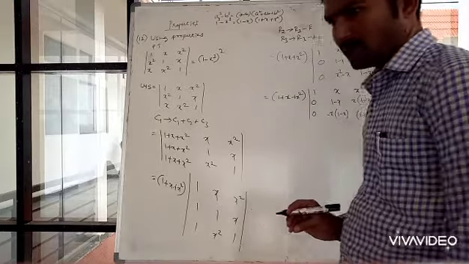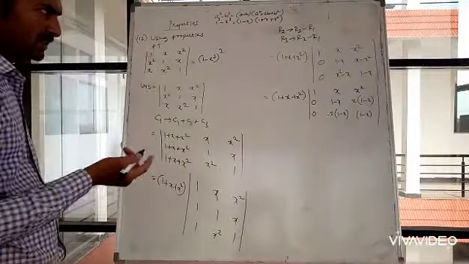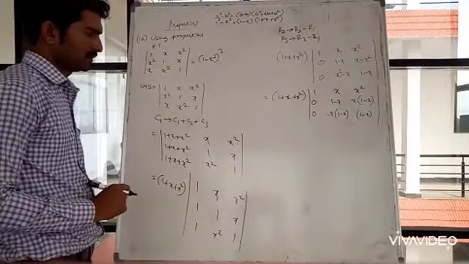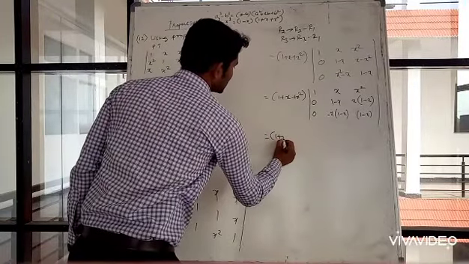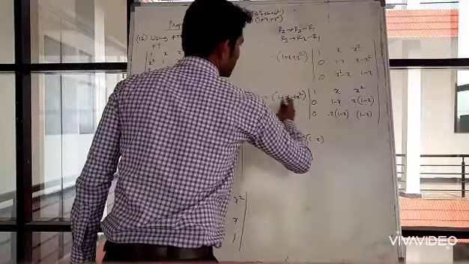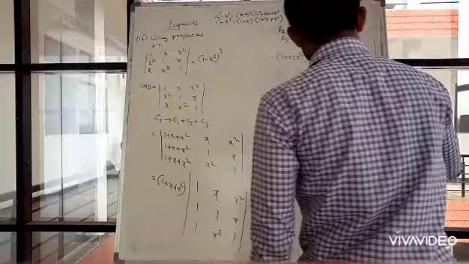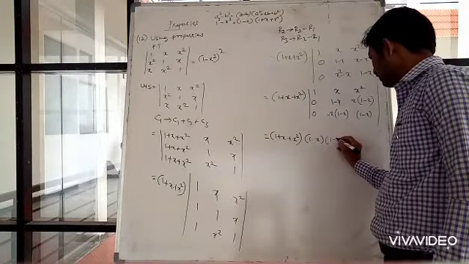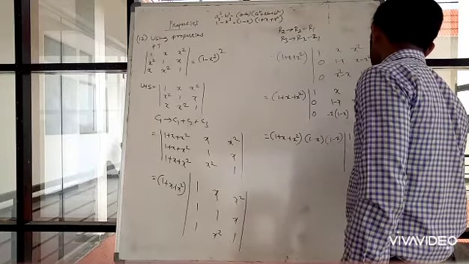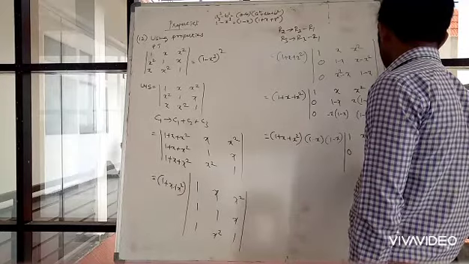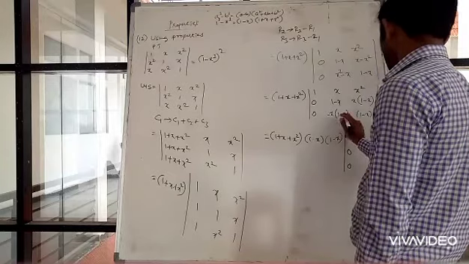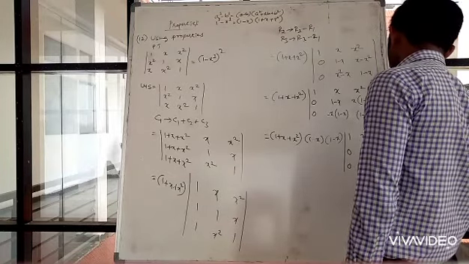Now, from the second row, 1 minus x take outside, and third row also 1 minus x is common. Okay, 1 plus x square. 1 minus x from the second row, and one more 1 minus x from the third row, taking common. Remaining 1, x square, 0, 1, here x will remain, here 0, here minus x, 1 will remain.